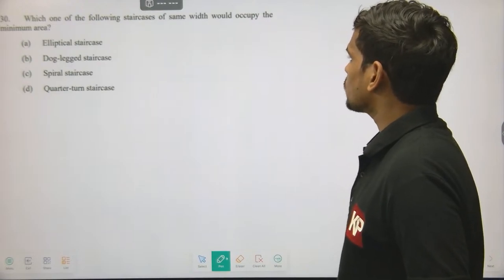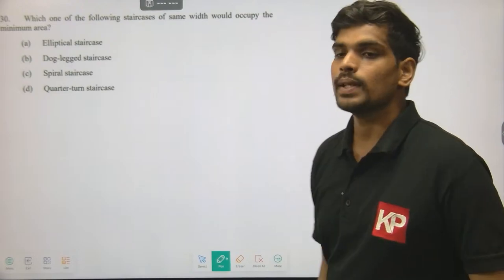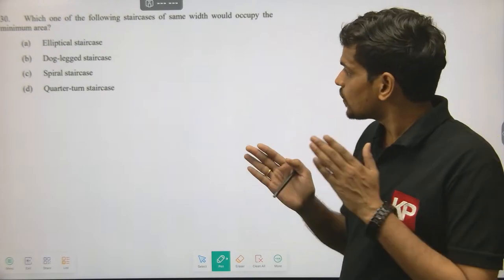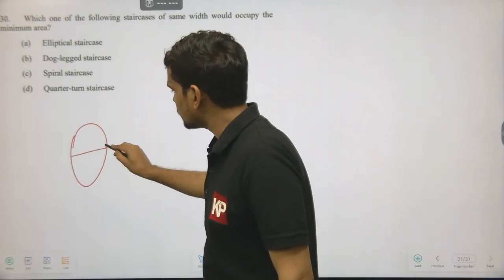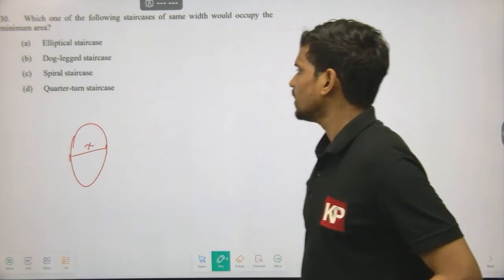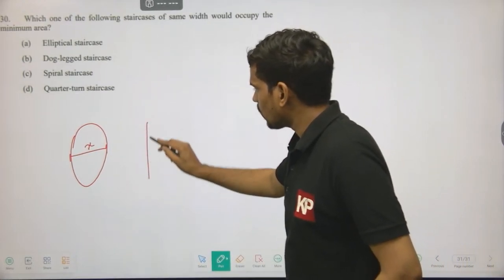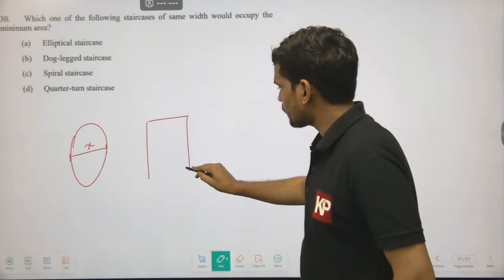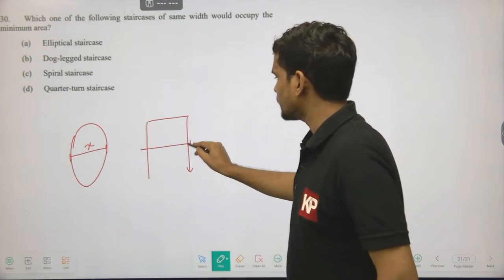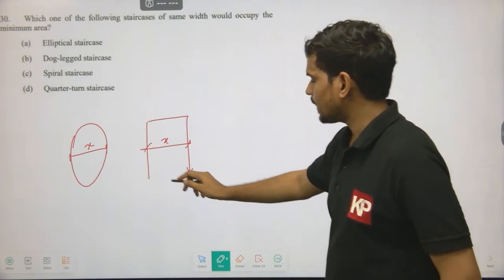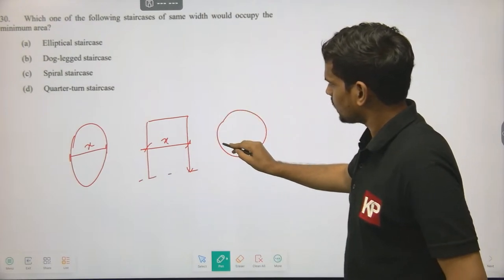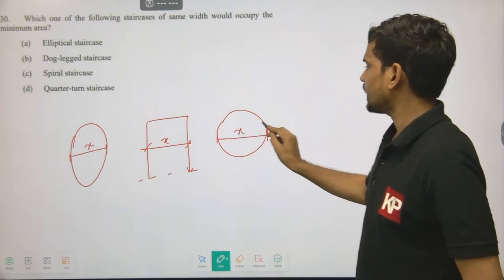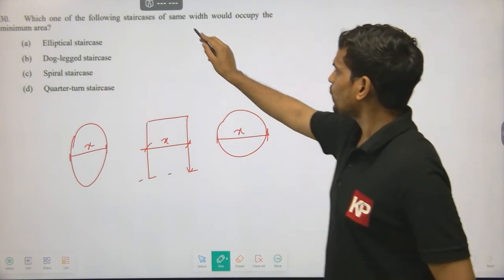Last question. Which one of the following staircases of the same width would occupy the minimum area? If you're considering these four staircases, an elliptical staircase of a given width will be something like this. This is a given width, let us say X. Dogleg staircase, you know what a dogleg staircase is? Something which moves in this direction. Let us say this is X. That's the area occupied by it. A spiral staircase, let us say the diameter is X. That's talking about the equal width.